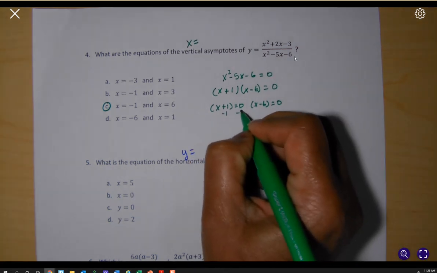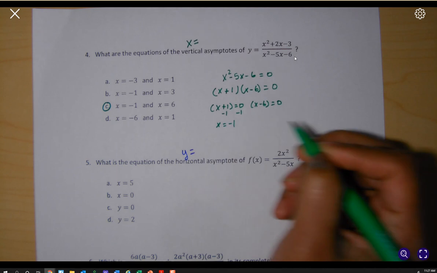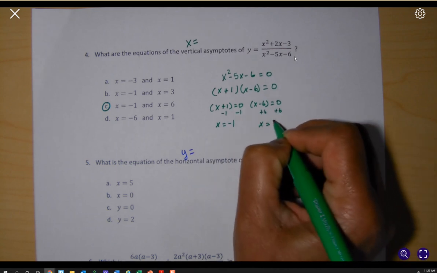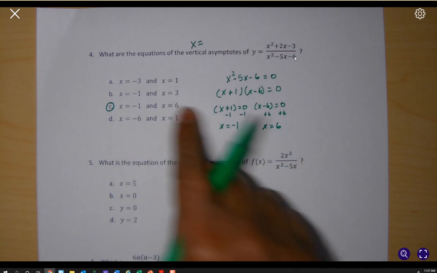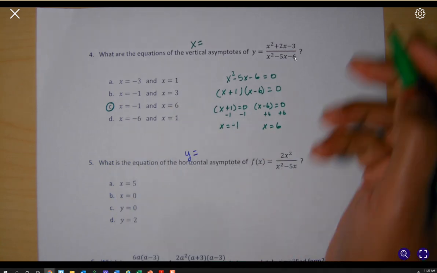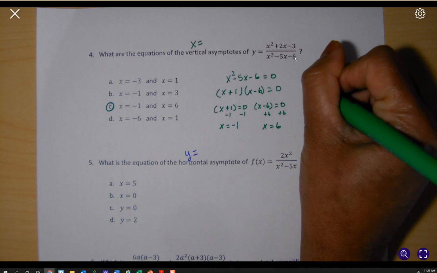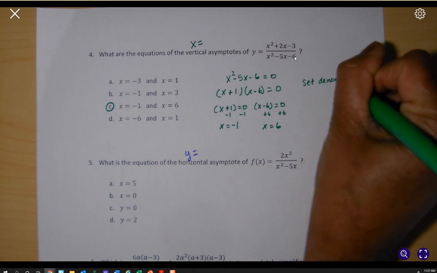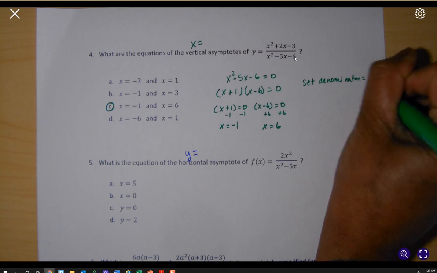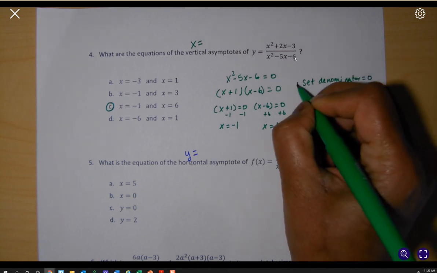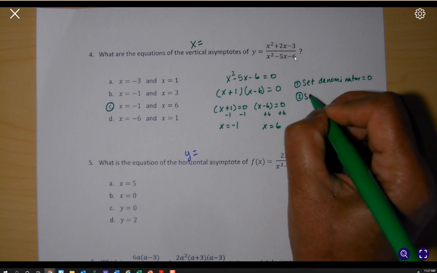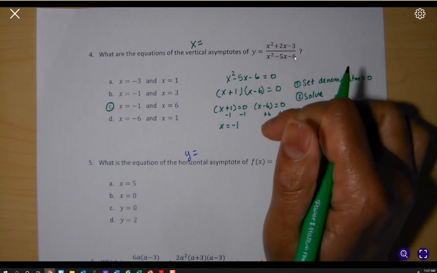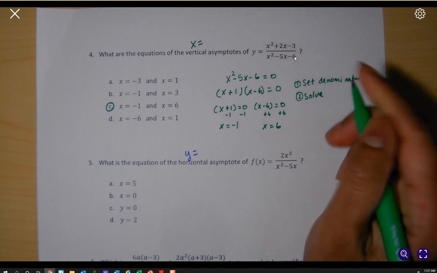So now you subtract 1, x equals -1, add 6, x equals +6, and that's where I got my answer. So this is solving: you just set the denominator equal to 0, and then solve. So those are your 2 steps in solving. It's just when you have to solve quadratics, we did this in Unit 2 where we solved by factoring.